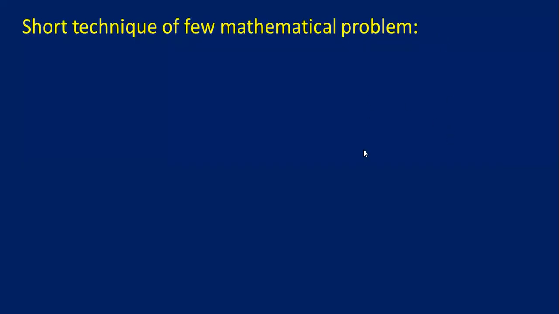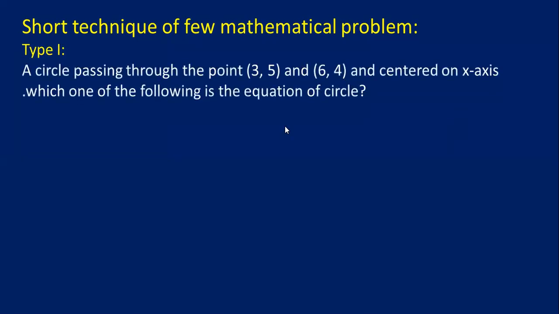Okay, viewers, today's discussion topic is short techniques of few mathematical problems on circle. Now see type 1. Here is the problem. A circle passes through the points (3, 5) and (6, 4) and is centered on the x-axis. Which one of the following is the equation of the circle?